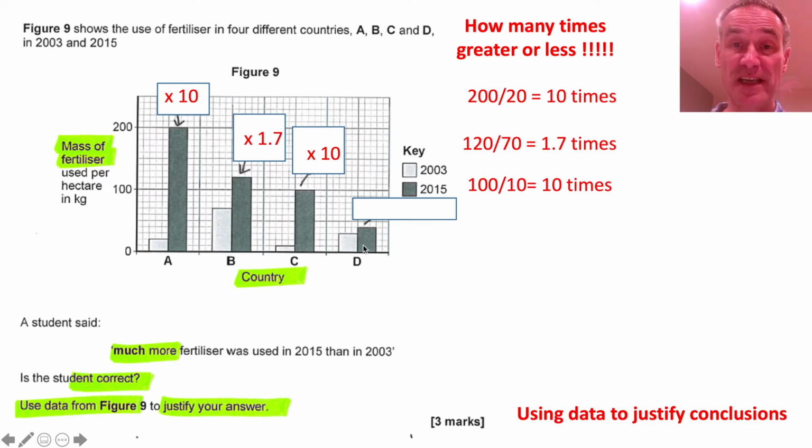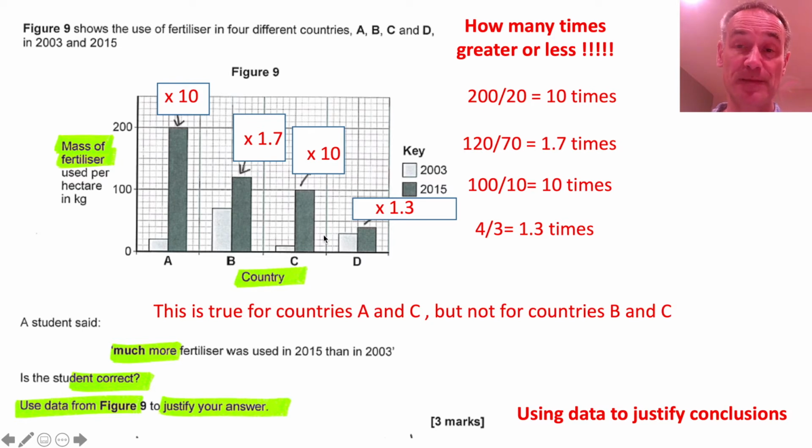And look at country D, it's only gone up from 30 to 40. So that is actually 4 divided by 3, is 1.3 times. So that is hardly gone up at all. So is the student correct? Well, my answer is the student is correct for countries A and C, but not correct for B and D because they don't go up by much. And that would give you your 3 marks.